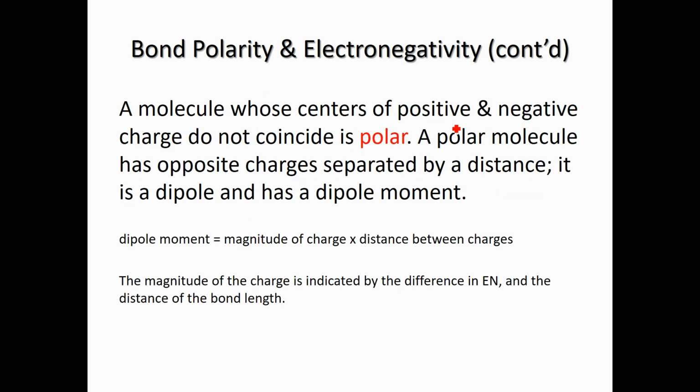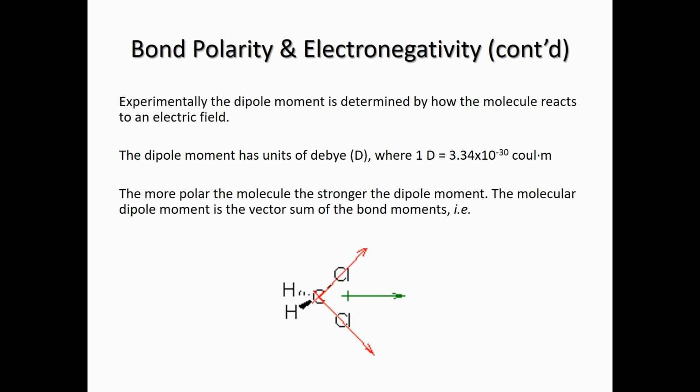A molecule whose centers of positive and negative charges do not coincide is said to be polar because those charges don't cancel out and they are separated by distance. That molecule usually should have a dipole moment. The dipole moment is just the magnitude of charge times the distance between charges, but that's mostly going to be covered in physics if you have to take physics. I'm not going to dwell much on that. I will just dive into an example.